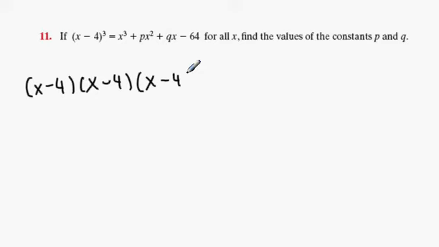To do it 3 times, we're just going to take 2 of them and multiply them out by each other. So x times x gives you x squared.